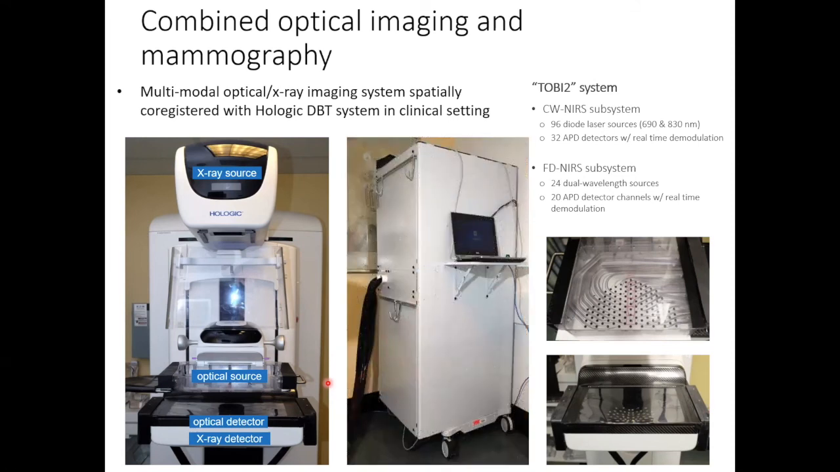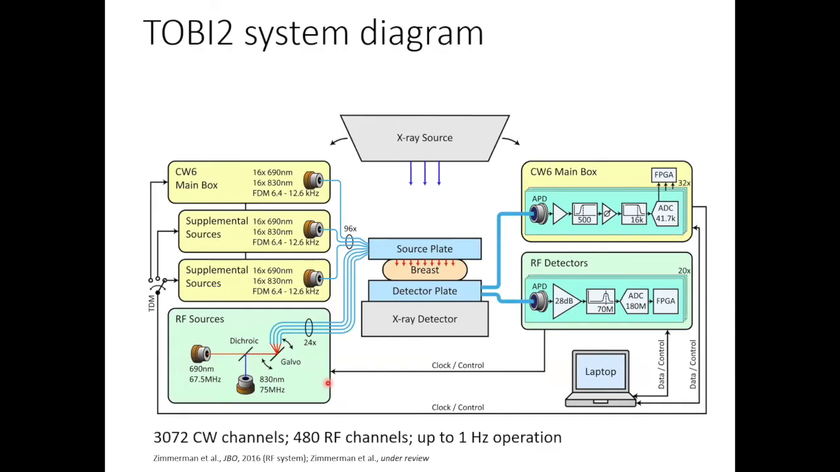And we wrapped it up in something that looks nicer because this is actually installed at the breast imaging division at MGH, the main campus. This is the system diagram. As I was mentioning, I'm not going to go into details, but it contains 32 sources that are intensity-only measurements, and then up to 20 locations where the amplitude and phase can be measured.